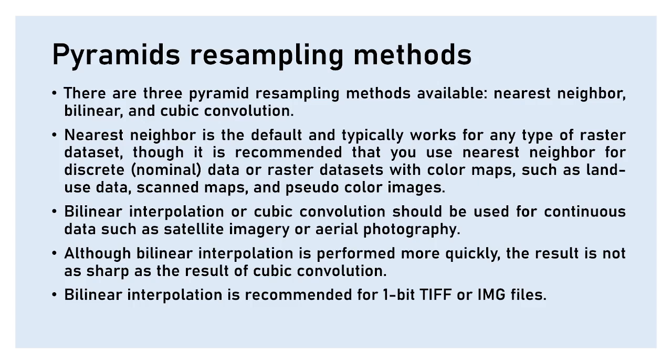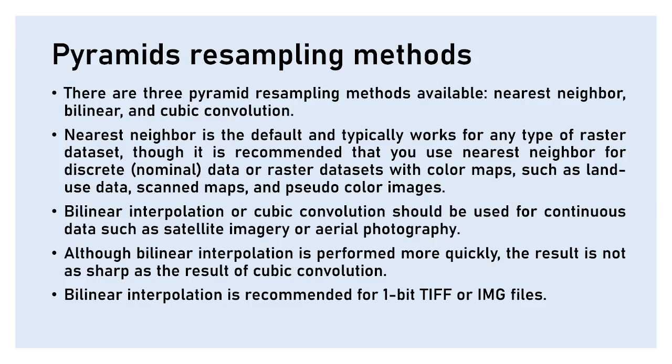Then there are different resampling methods, but we'll not discuss this in detail right now. We'll just give a gist of what it is. So the three methods mainly used are nearest neighbor, bilinear, and cubic convolution.